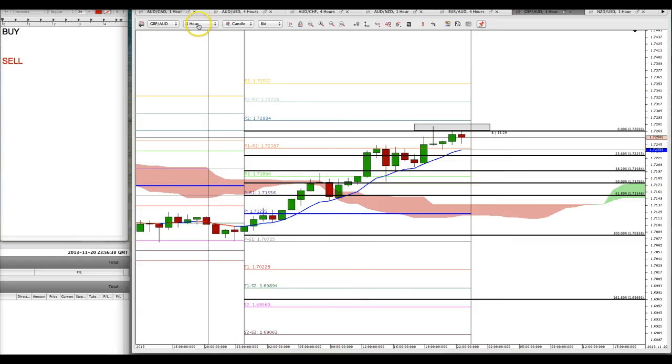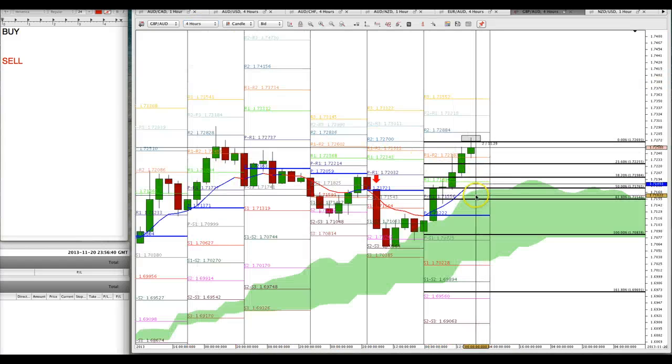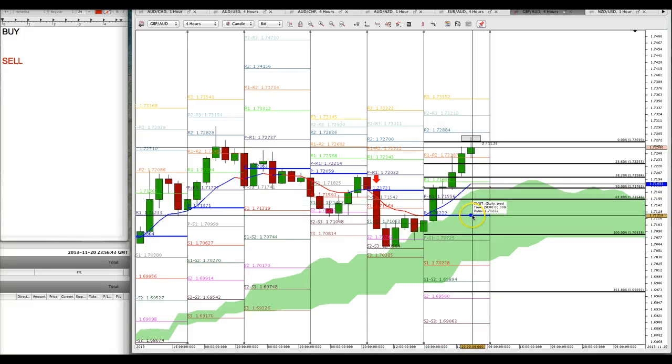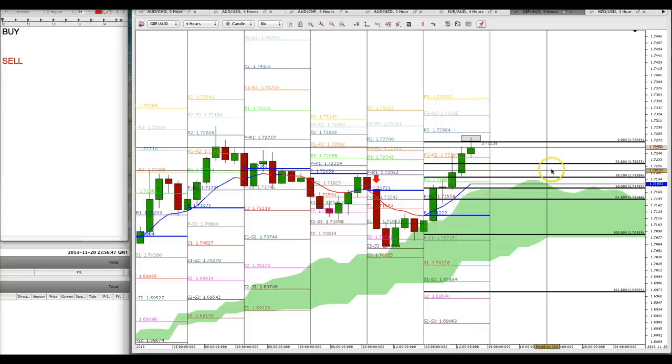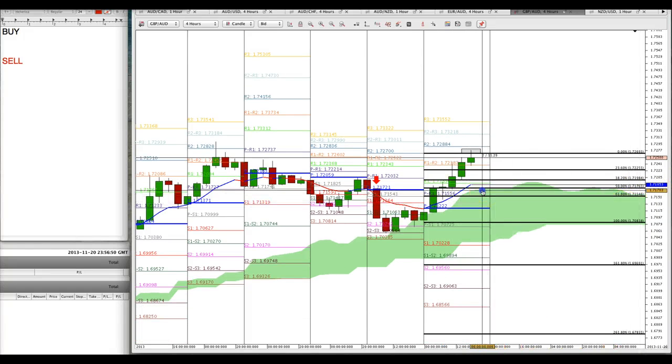Remember, right now, if we look at the 4-hour chart, price is above the cloud, price is above the central pivot point, price is above the 10 moving average line, and the moving average line is slanted up. So we're in an uptrend.